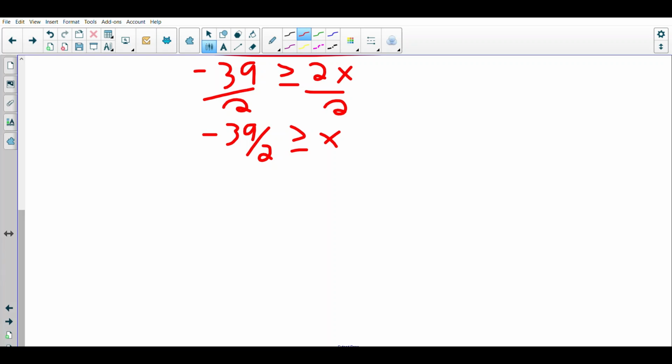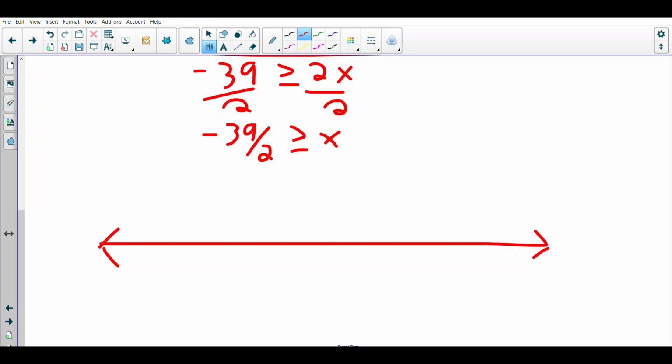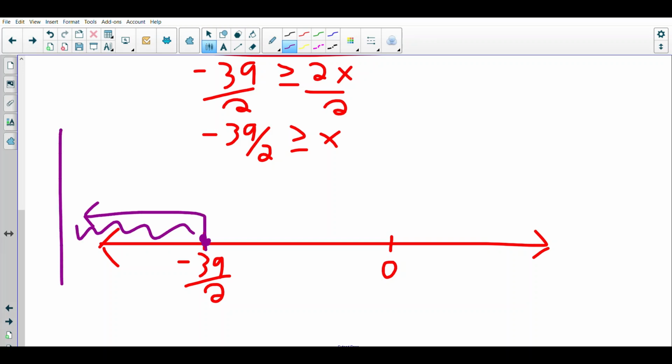So I got my number line. I've got my arbitrary 0, negative 39 over 2. Now it's going to be a closed circle because it's or equal to. And then the variable is on the right, so I go opposite the inequality. And there we go. We are done.